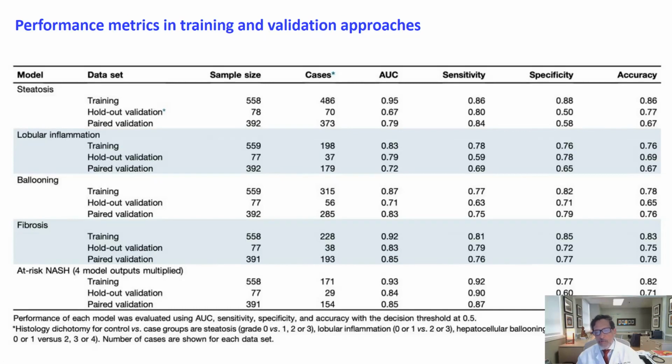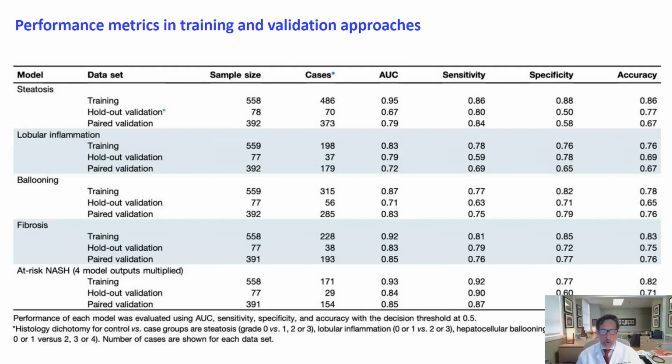Now, if you look at lobular inflammation, it's relatively consistent. It's not unusual from training to validation to have some drop in AUROC, and you go from 0.83 down into the 0.7 range. For ballooning, again, you can see 0.87, but in the paired validation, you're getting 0.83, holdout validation in the 0.7 range, and overall accuracy almost in the 0.78 range. Fibrosis is looking very good in the 0.85 to 0.9 range. So particularly for fibrosis, a hallmark lesion of progression, really good overall AUROCs and accuracy.